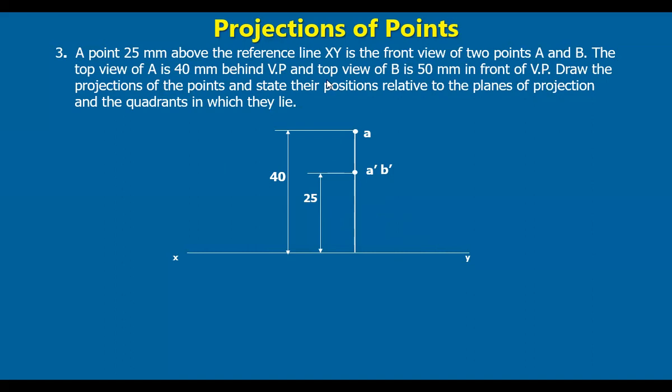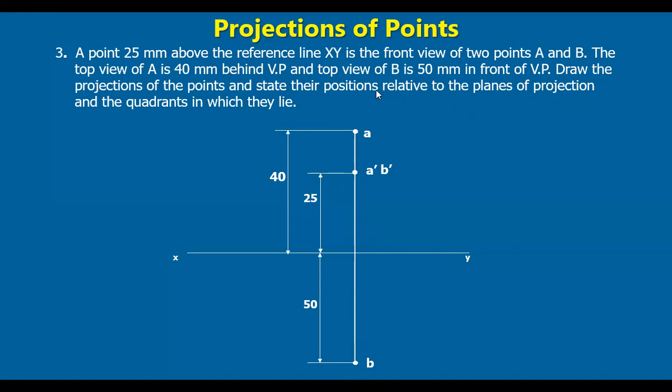Now, the top view of B is 50 mm in front of VP. B in front of VP means below the reference line. The top view is below the reference line. So extend this projector and mark a distance of 50 mm here. And this point is nothing but the top view of B, small b here. Okay, so we have drawn the projections of these points.